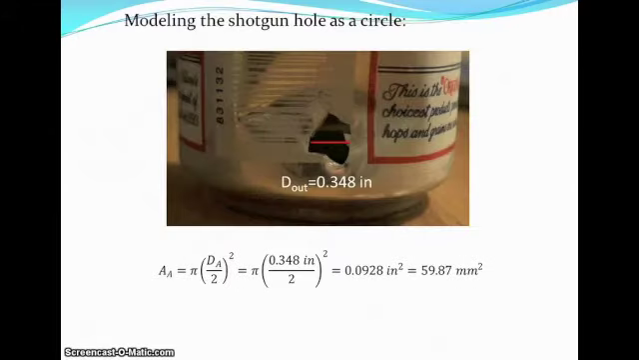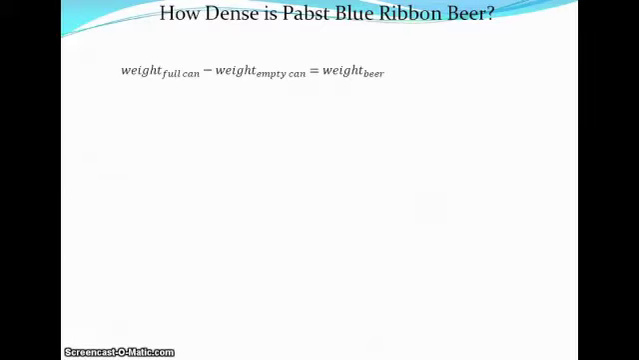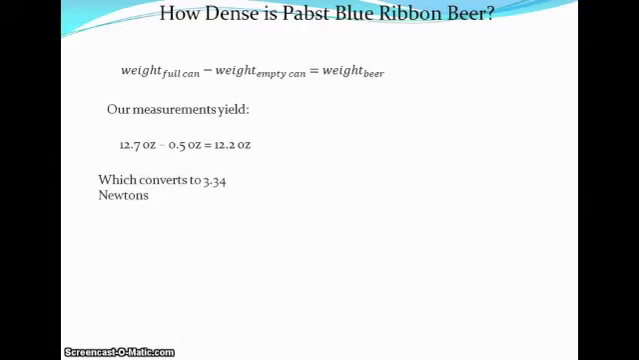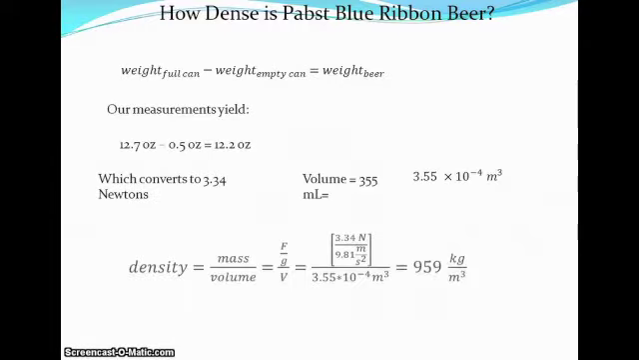We've modeled the beer's knife wound, or shotgun hole, as a circle with a diameter of 0.348 inches. Again, we're interested in the area of this hole, which turns out to be 59.87 square millimeters. We also weighed the can before and after pouring out the fluid. We used these values along with the volume listed on the can to calculate the density of this beer.